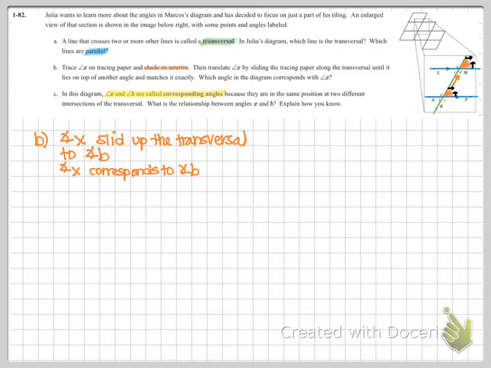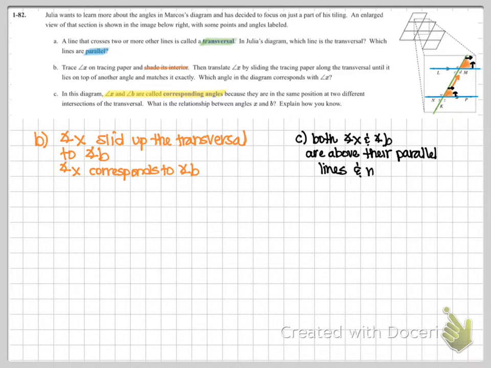So on C, yes, we are going to say that both angle X and angle B are above their parallel line, and right of the transversal. So the same relative location.